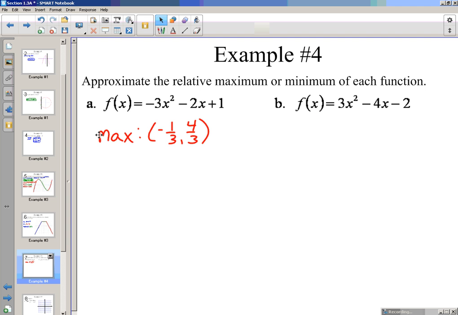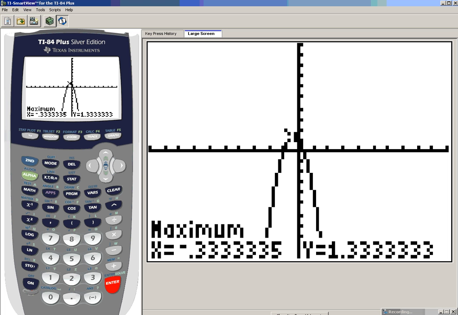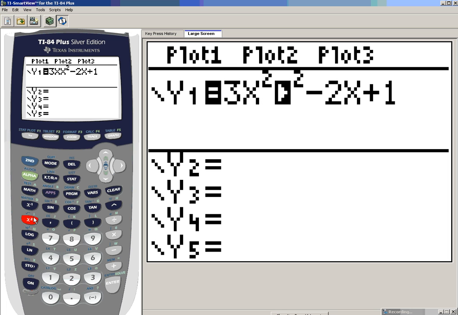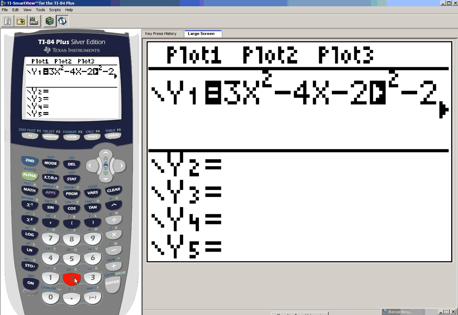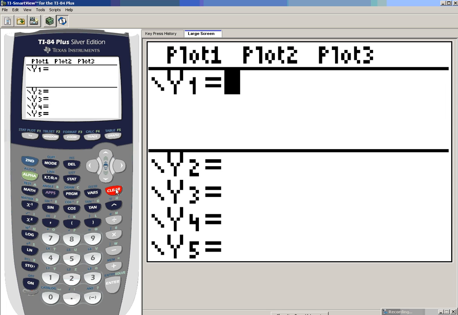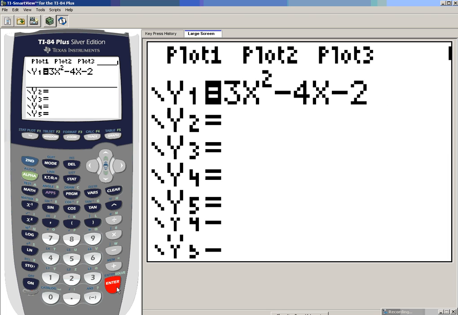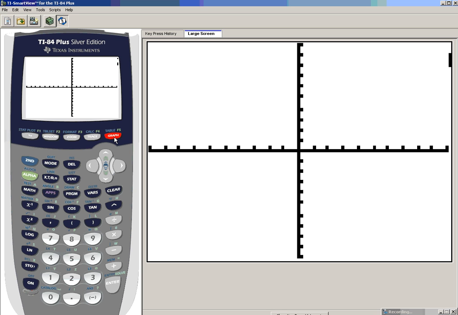Letter B, y equals 3x squared minus 4x minus 2. Put that function into your calculator. Try that again. 3x squared minus 4x minus 2. We can see that this function is going to have a minimum value down here at the bottom.